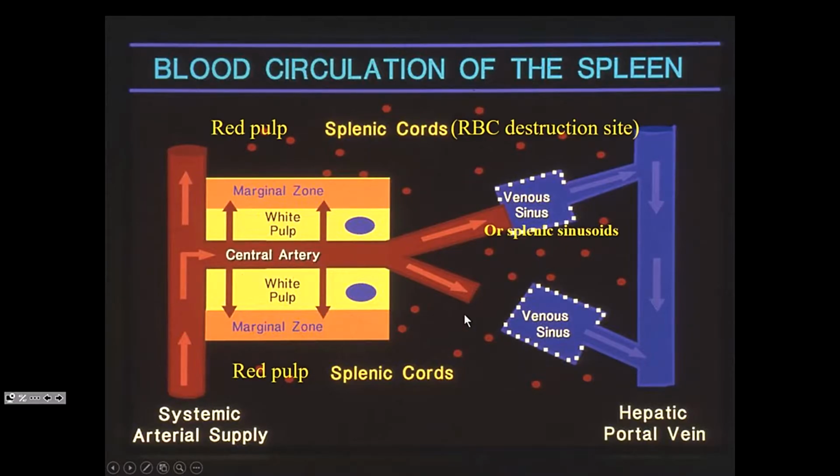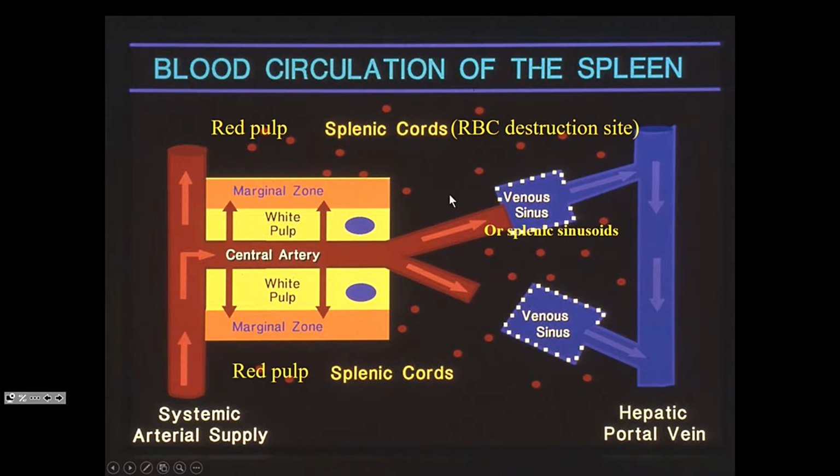So if we look at the vasculature and the circulation of blood entering the spleen, it comes in through a large systemic artery, and then it passes through what is called the central artery of the white pulp. And then as it passes down that central artery, it goes out smaller blood vessels to the margins of that white pulp, and then it makes a U-turn and flows back into the central artery, and then it exits the white pulp into the red pulp.